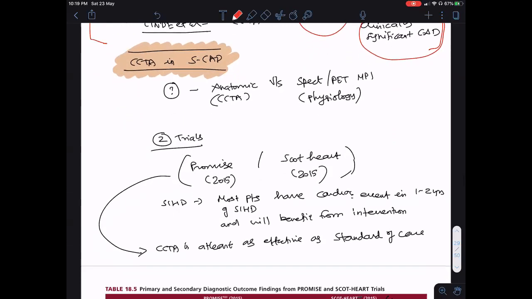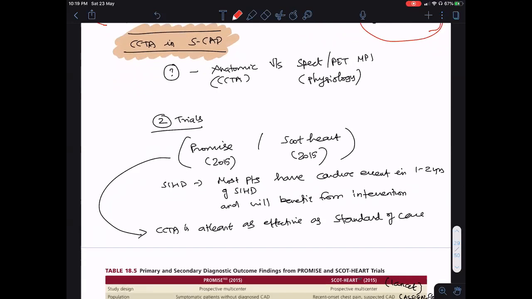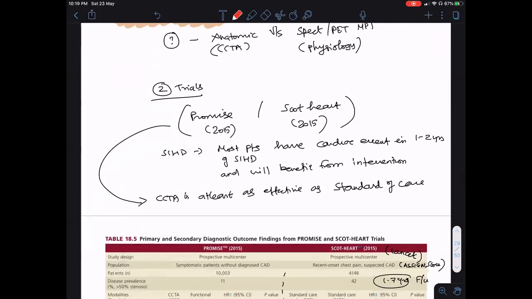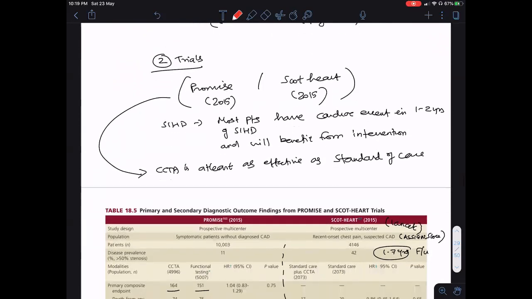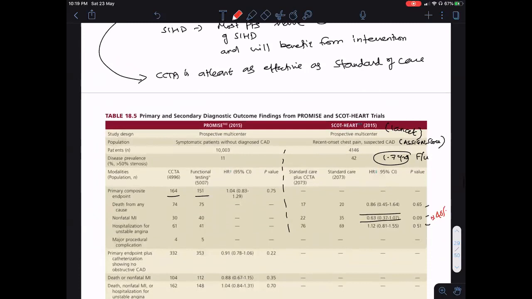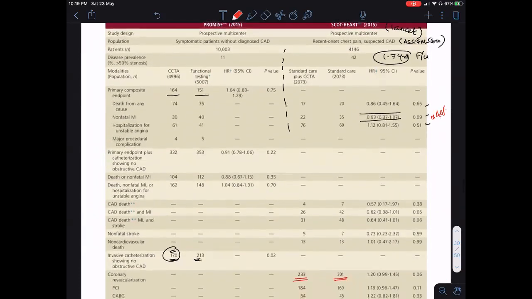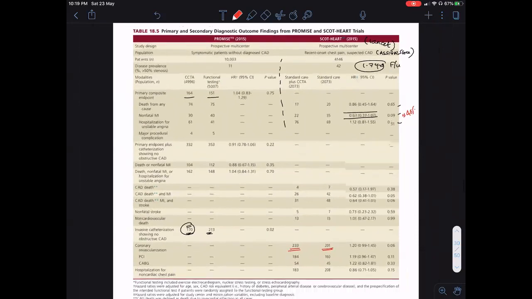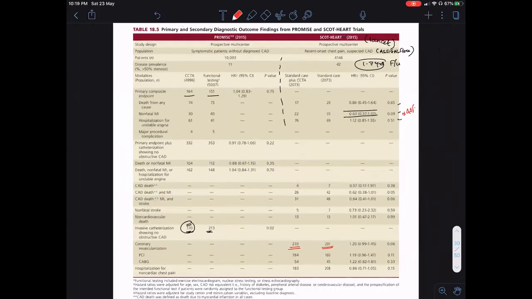So there have been two trials for coronary CT angiogram in patients with stable ischemic heart disease. They were PROMISE and SCOT-HEART, published almost simultaneously in Lancet and NEJM in 2015 respectively. The conclusion was that CCTA is at least as effective as standard of care when it comes to stratifying patients with stable ischemic heart disease. So what did they look at? These are two interesting and differently conducted studies.